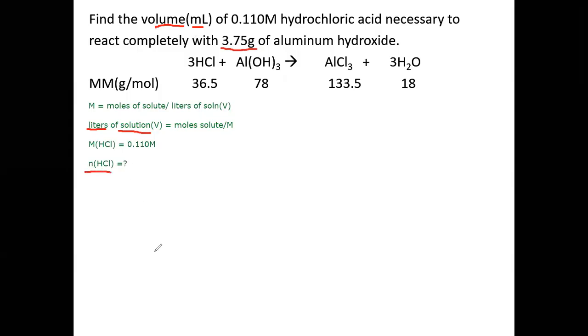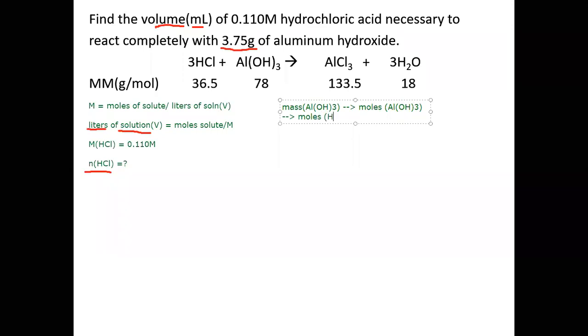Now we have to use this 3.75 grams of aluminum hydroxide to find out the moles of HCl. If we reflect back to our previous chapters, if we have the mass of aluminum hydroxide, we can convert this to moles of aluminum hydroxide, and then we can convert it to moles of HCl. This is how we're going to find the moles of HCl, and once we find the moles of HCl, we can determine the volume of HCl solution we need for this reaction.